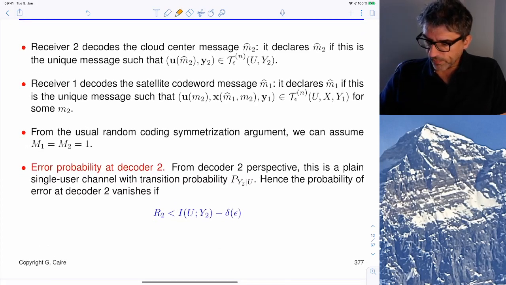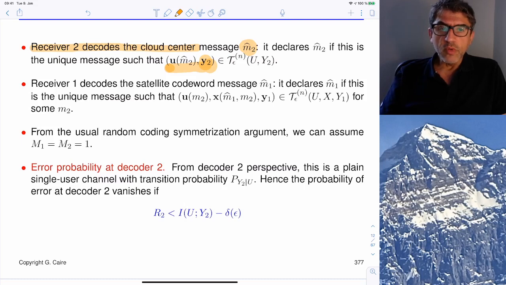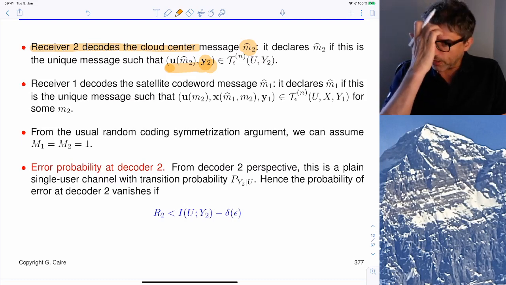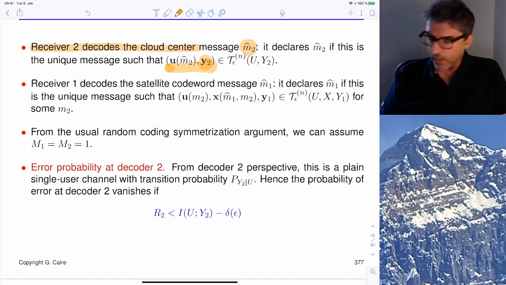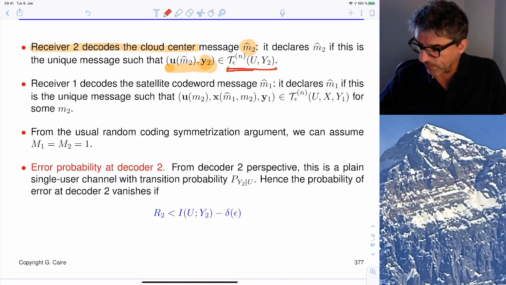So, receiver 2 decodes the cloud centers. It receives Y2, and it looks in the codebook U for the index m2 hat such that the codeword u of m2 hat is the unique jointly typical codeword with respect to y2. So jointly typical with respect to what? Well, to the jointly typical set induced by the distribution p(u, y2).